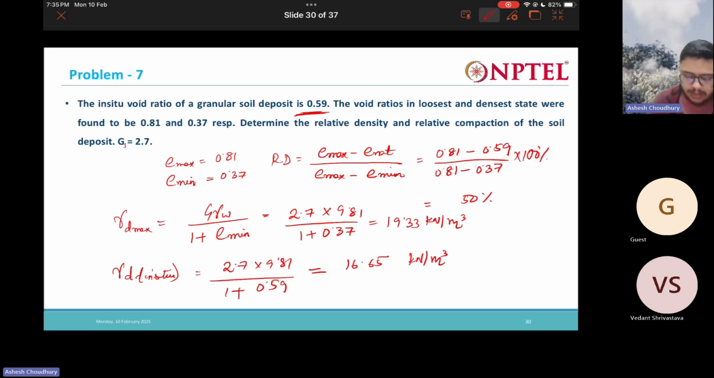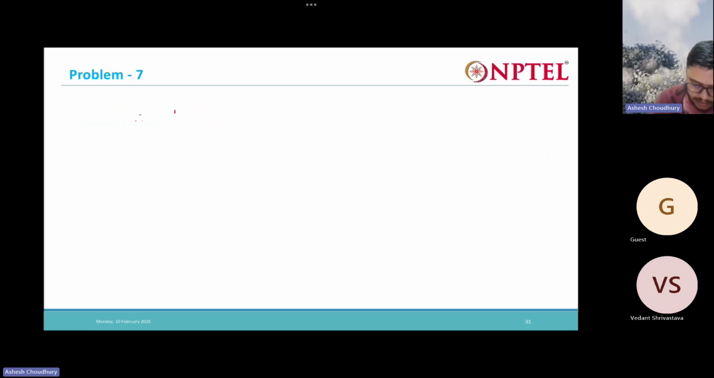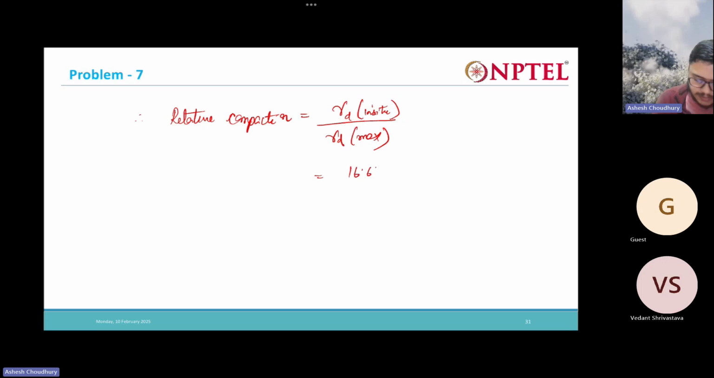Therefore the relative compaction is what? In situ dry density by gamma d max, which is 86.13%. Okay.